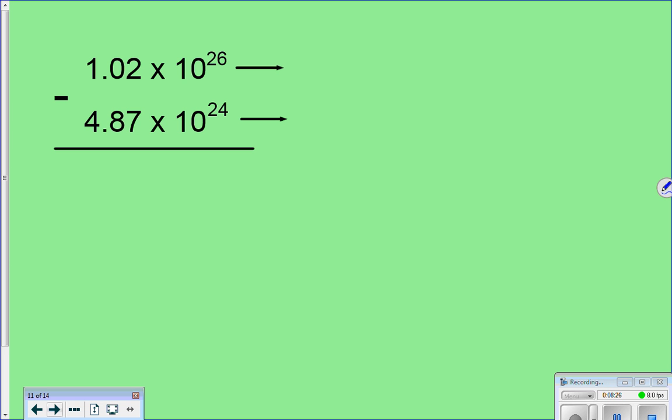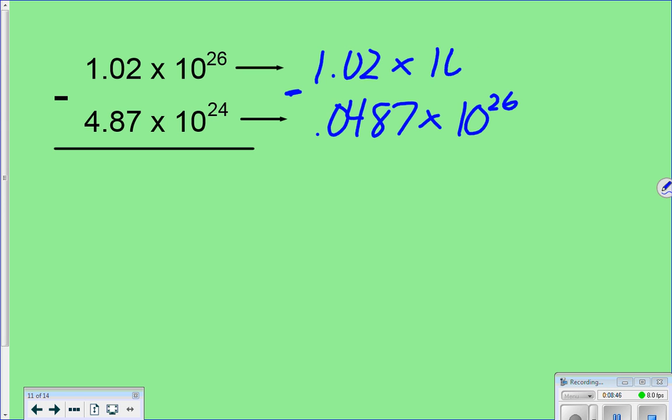So, what do you want to do? Change the 24 to the 26? Okay. And to do that, you have to move your decimal 2 places to the left, right? 2 places to the left this time. So 1, 2, so 0.0487 times 10 to the 26. Remember, we're minusing this time. 1.02 times 10 to the 26. You're subtracting.